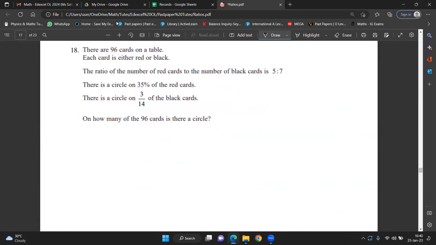There are 96 cards on a table. Each card is either red or black.